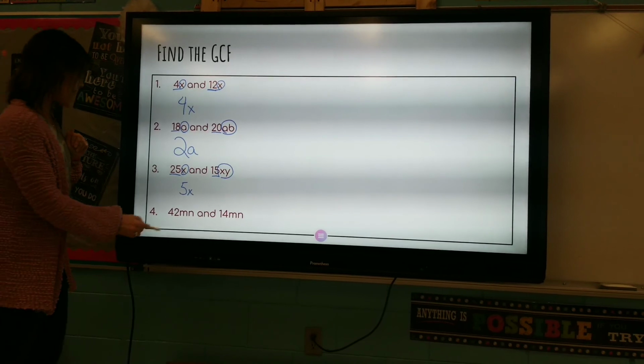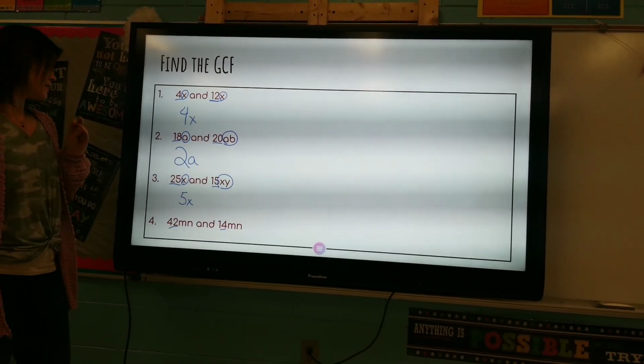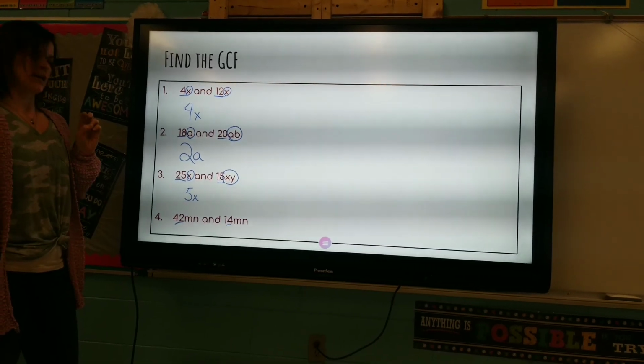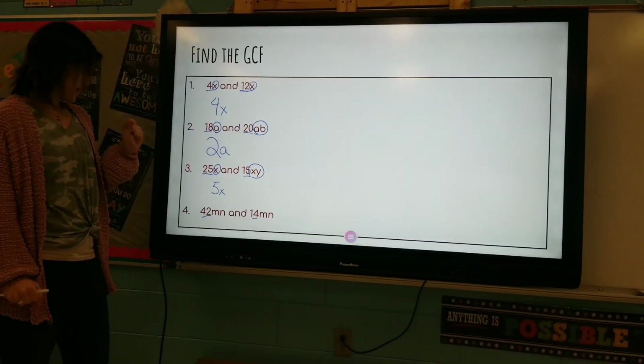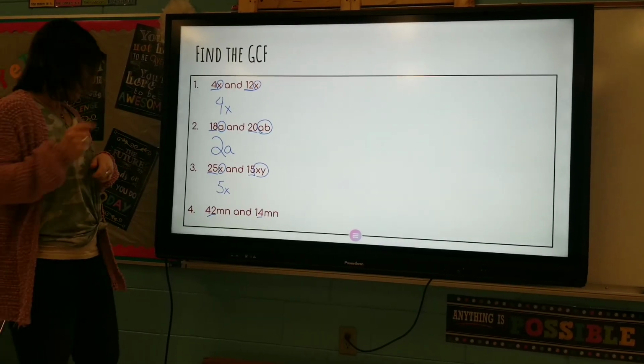Number 4, again, let's look at these numbers. We have a 42 and a 14. This one tends to be a little tricky. What is the biggest number that can divide 42 and 14? Let's see. Savannah, what'd you get?